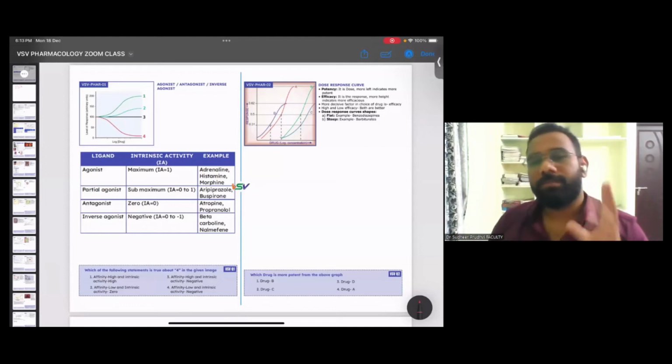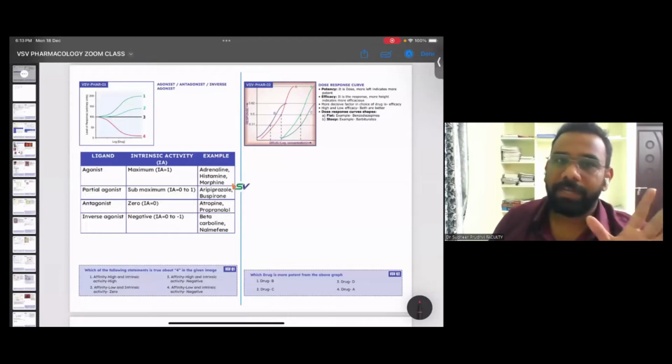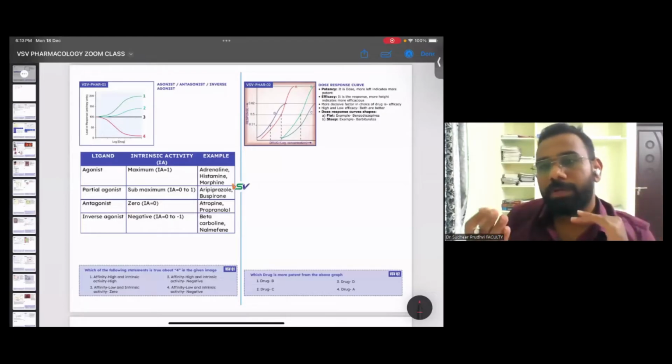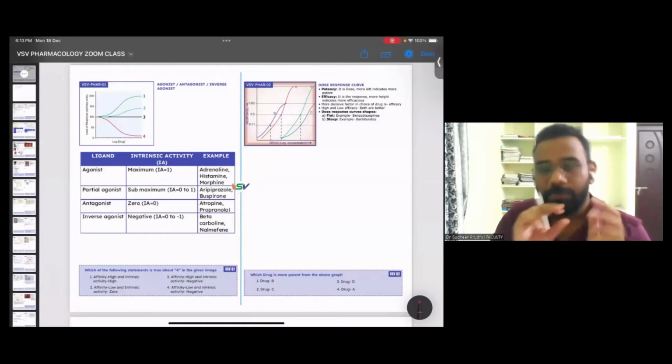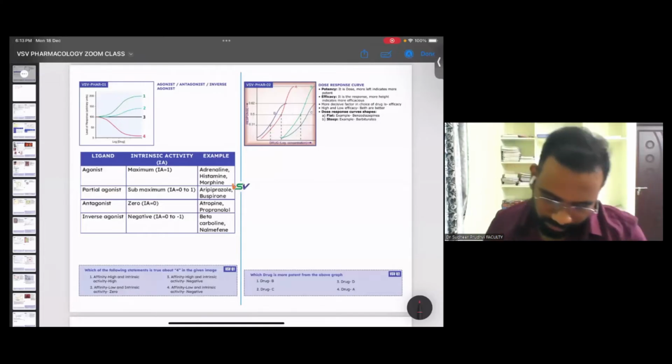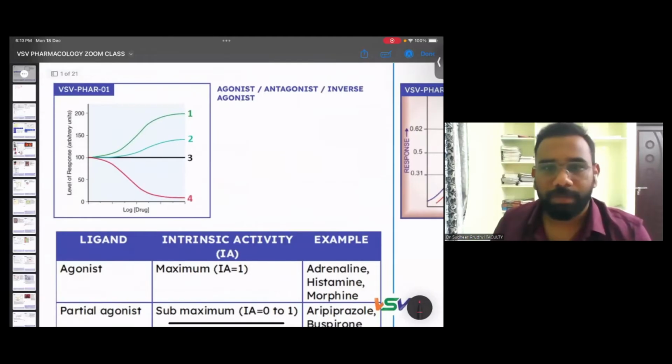Very high yielding, trust me. In general pharmacology, we have some 4 or 5 very high yielding images, from the image point of view as well as the theoretical point of view. They will give statement kind of questions. So this is the image which we have.